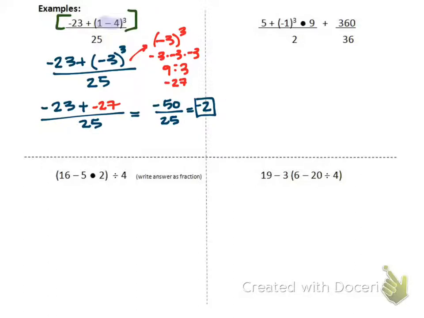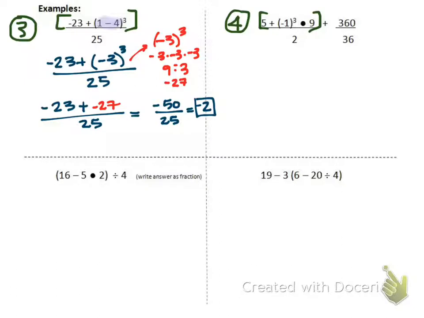This was our third example, so please put a 3 next to it. And we're going to take a look at 4 over here. Our fourth example says 5 plus negative 1 to the power of 3 times 9 divided by 2. This is one fraction that's being added to another fraction that says 360 divided by 36. So we're going to indicate that these are happening first, and also the idea that we have two fractions being added together.